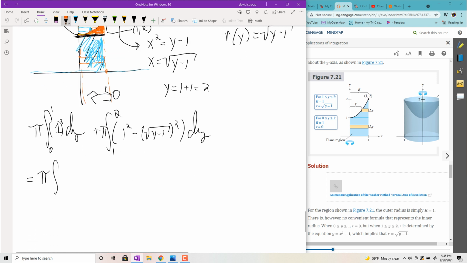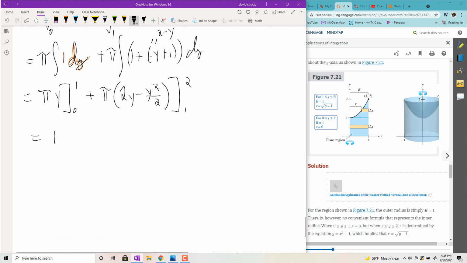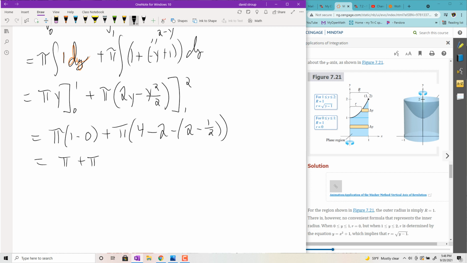And, okay, so let's go to our integrals. So 1 dy, I'm just simplifying. Plus pi times the integral of 1 minus, this will become y minus 1 dy. So this will be pi times y, integrated from 0 to 1, plus pi times, plus minus plus. So this thing here is going to be 2 minus y. And then when I integrate it, I get 2y minus y squared over 2, from 1 to 2. And then I'm going to have pi times 1 minus 0 plus pi times 4 minus 4 over 2 is 2 minus, plugging in 1, 2 minus 1/2. So this will be pi plus pi times 2 minus 2 plus 1/2. So pi plus pi over 2. So 3 pi over 2 for the volume of that thing.